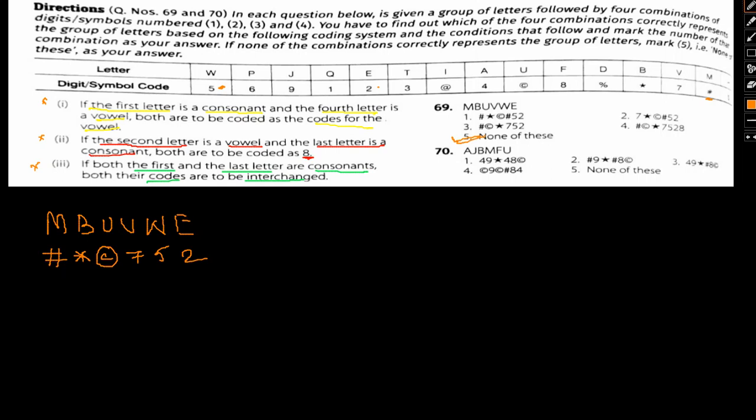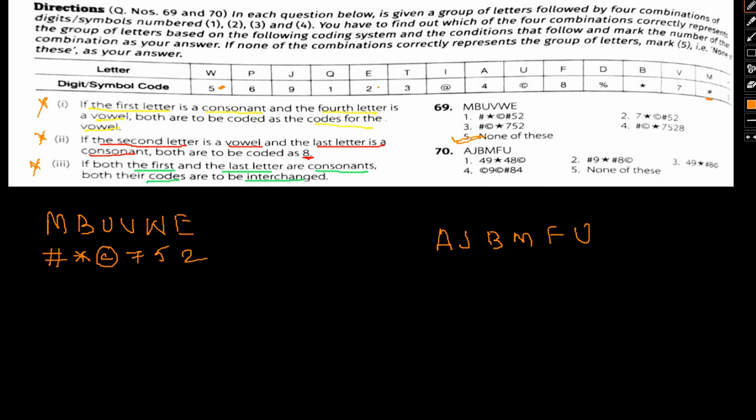Now let's move to number 70: A, J, B, M, F and U. Here, is the first letter a consonant? No. So rule 1 fails. Is the second letter a vowel? No. Again rule 2 fails. If the first and last letters are consonants? No. So all 3 rules fail again.